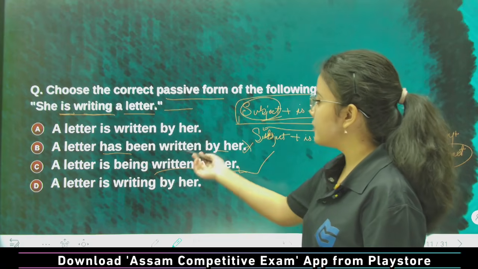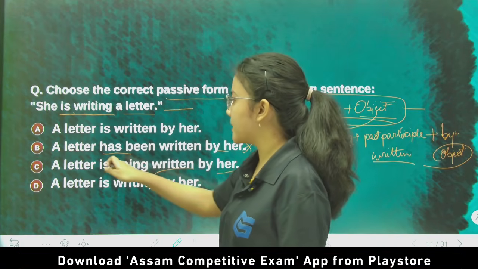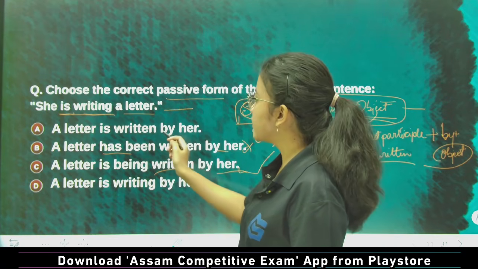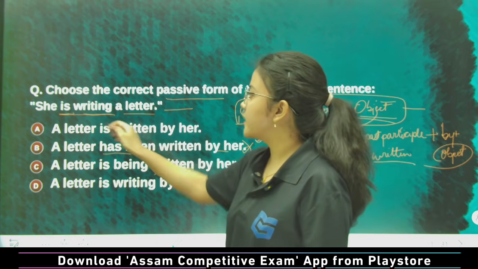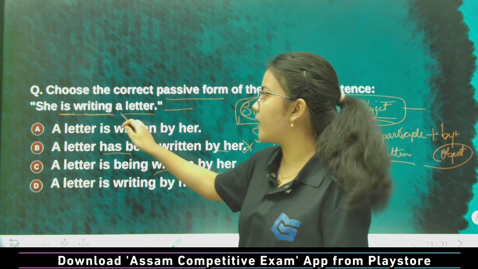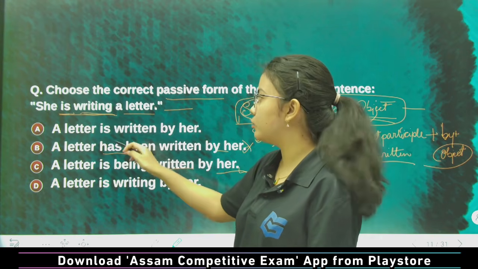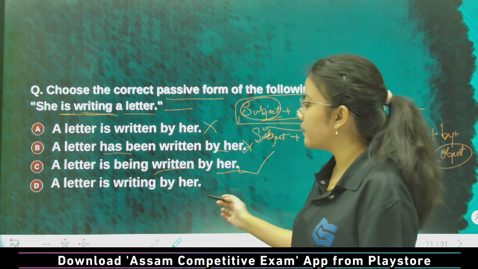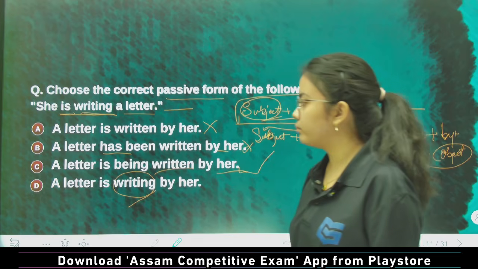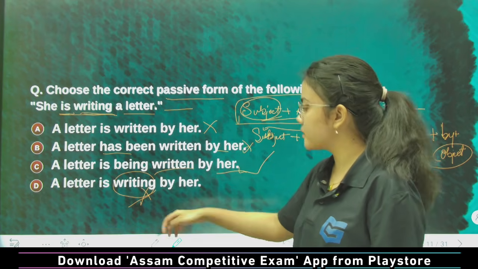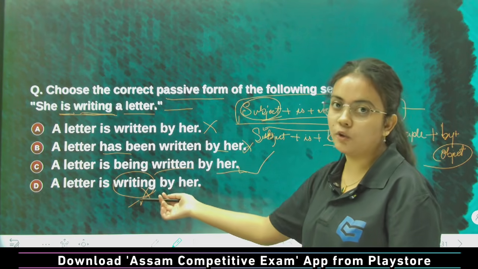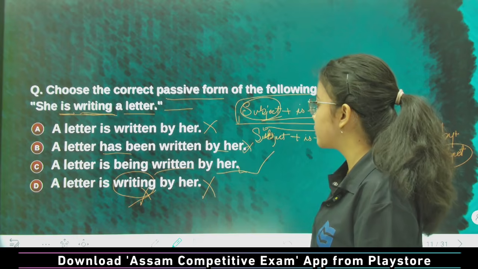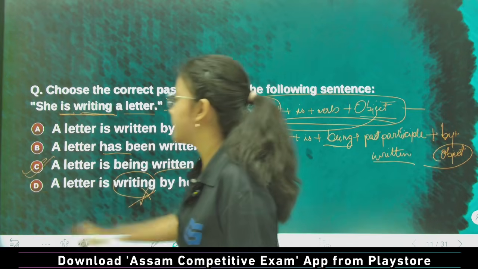Okay, "has been written" is not correct because the sentence has "is" and not "has", so this is wrong. "Is written by her" is not correct because there is no being, since I broke writing, so being was needed but being is not there, so that is wrong. "Is writing" cannot be, because writing is wrong, past participle is not used and being is not used, so this is also wrong. So the correct answer is C.